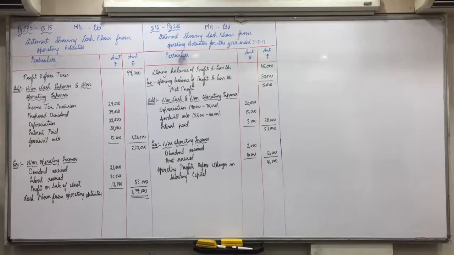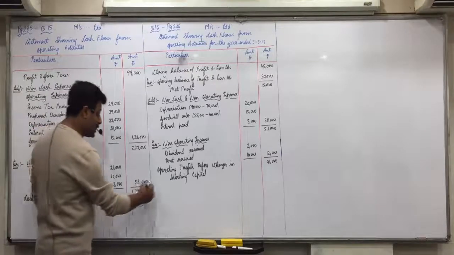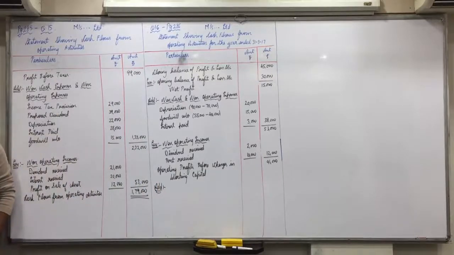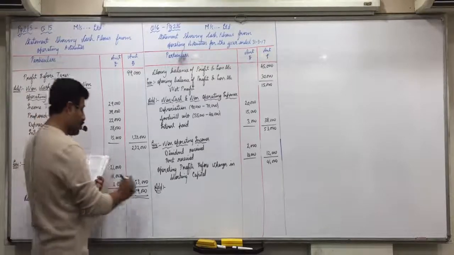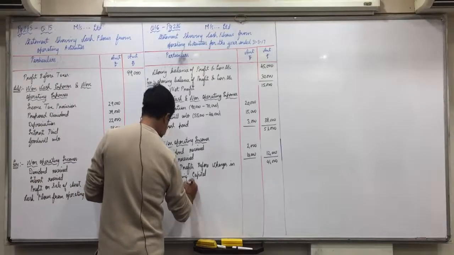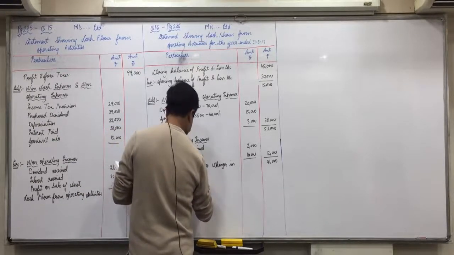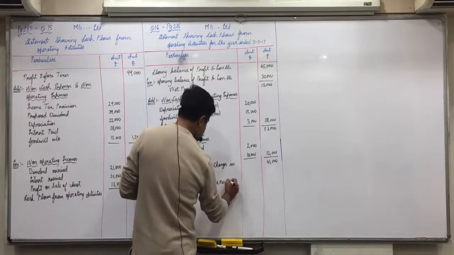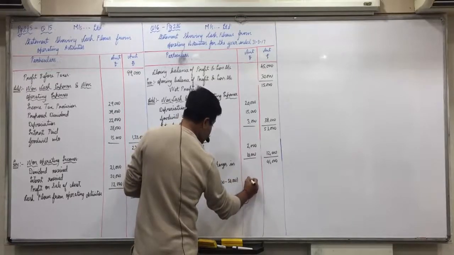Then, decrease in stock? No, there is an increase in stock and we have to minus that. Stock we have marked as O minus. You have to add O plus marked items in CA and CL. Decrease in debtors. Debtors we have marked as O plus. So decrease in debtors, what amount? 90,000 minus 50,000, 40,000.